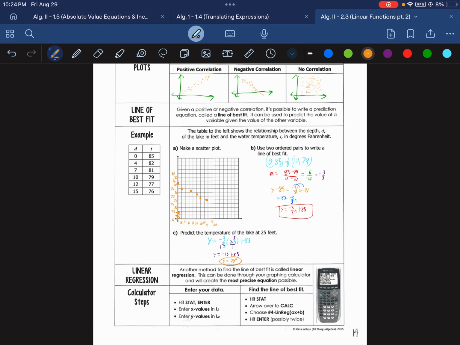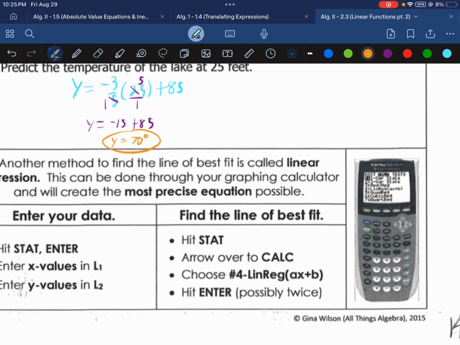Now, another method to find the line of best fit is called linear regression, and this can be done through a graphing calculator, which is super handy. It does all the work for you if you just type in the data points from the tables, and it ends up being the most precise equation possible. How you do that is you enter your data, and then you use a different setting on a calculator to find the line of best fit.